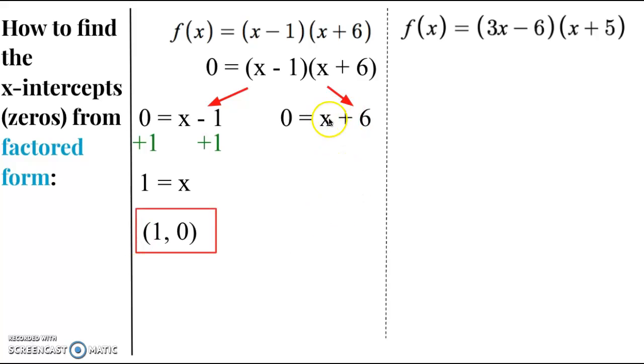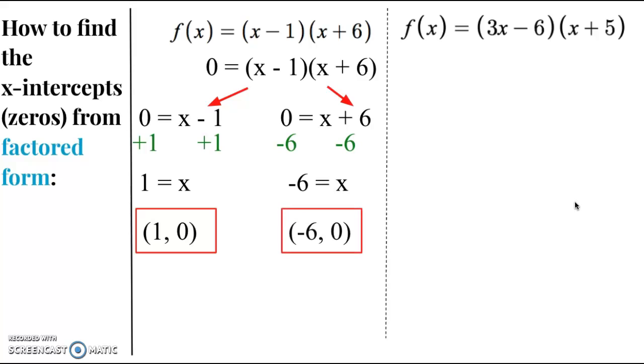And then we're going to do the same thing for this side. Subtract 6 from both sides because that's the opposite of adding 6. And then we see that our x value is negative 6 and our original y value, or f of x, was 0.